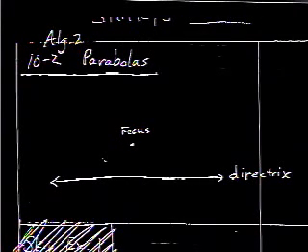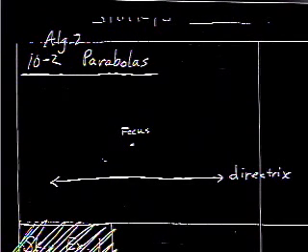All right, Algebra 2, we're talking about Chapter 10, Section 2, Parabolas. We want to start with a basic definition of how you even create a parabola. Anytime you have a line called a directrix and a focus, which is a point, you can create a parabola. So it really only takes a line and a point.